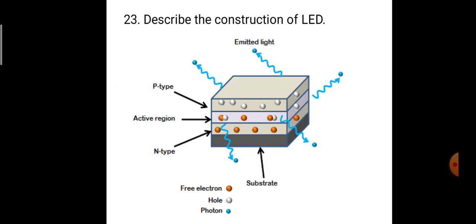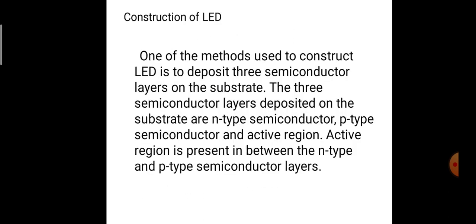23rd, describe the construction of LED. The figure shows the construction of LED. One of the methods used to construct LED is to deposit three semiconductor layers on the substrate. The three semiconductor layers deposited on the substrate are N-type semiconductor, P-type semiconductor and active region. Active region is present in between N-type and P-type semiconductor layers.